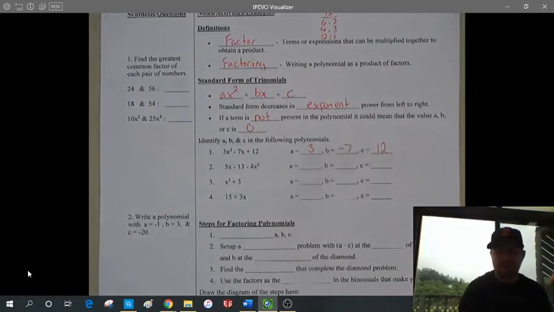What we're going to find is that this is going to be necessary for being able to identify our a, b, and c's from our trinomials in order to be able to factor them properly.